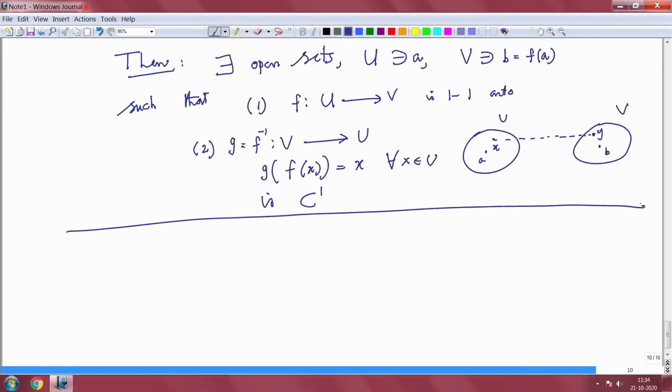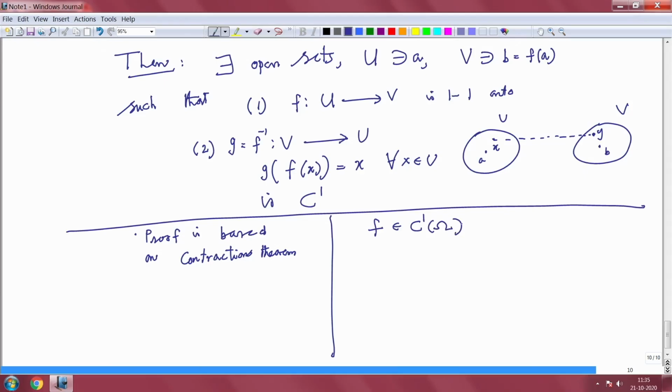I will not prove it; as I say, the proof is based on what we call the contraction principle. Of course, that involves some amount of work, it is not easy to prove directly, but the contraction fixed point theorem, maybe all of you know that. But I want to tell you what is the meaning of f being in C1, that I just tell you, and then I will go to the implicit function theorem.